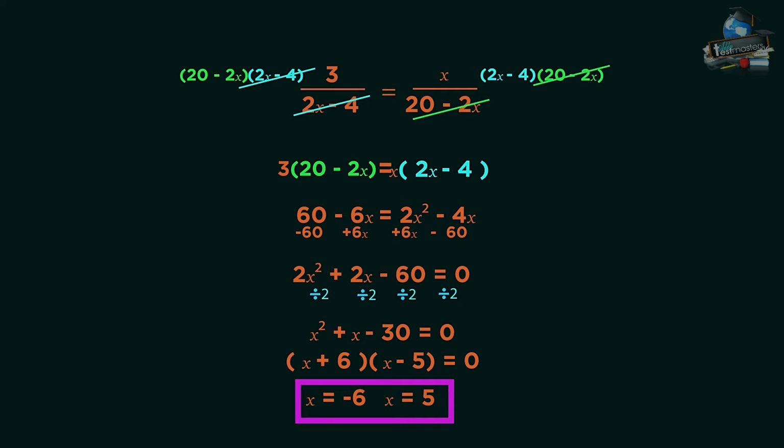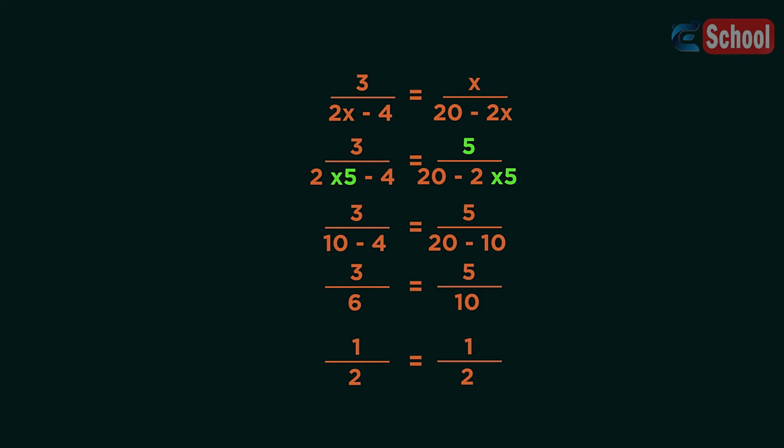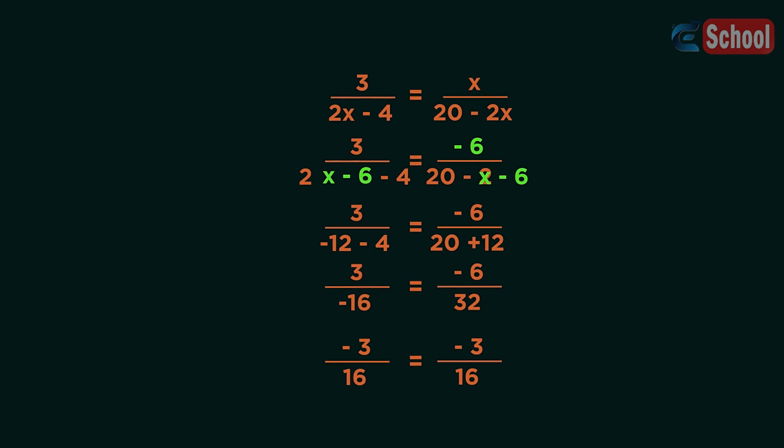It's really good practice to go back and check your answers by substituting them in. So if we substitute x is 5 into the original question, we get 3 over 6 equals 5 over 10. So a half equals a half, which means 5 is the correct answer. We should also do the same for x is negative 6.